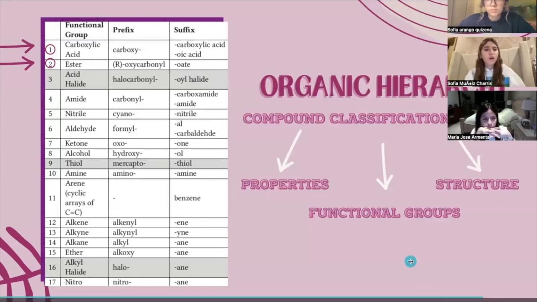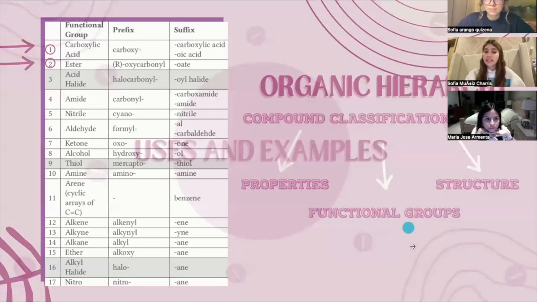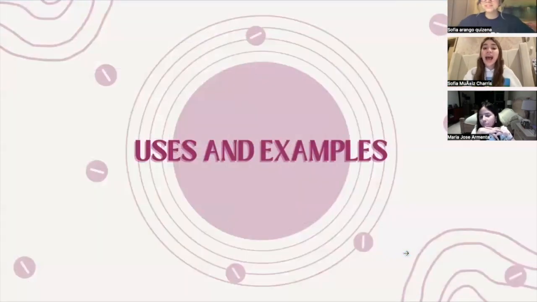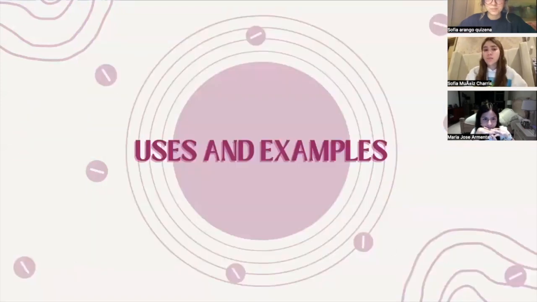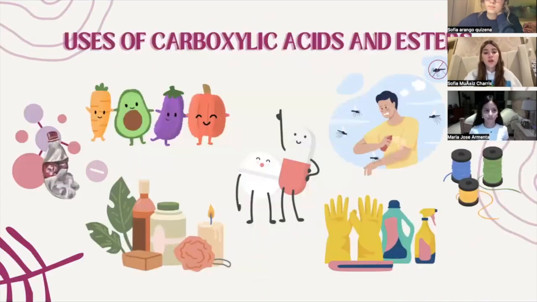Now, we are approaching the end of this presentation, and we are going to delve into the uses and examples of both carboxylic acids and esters. But before delving into these uses, it is important to understand that, as I have already mentioned, both carboxylic acids and esters have similar properties. This makes them have similar uses as well, and even some of the uses are the same. However, to avoid being repetitive, I am going to give different uses for each. So first, let's start with carboxylic acids.